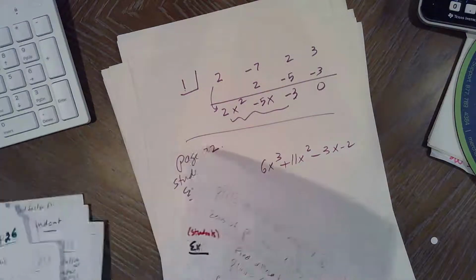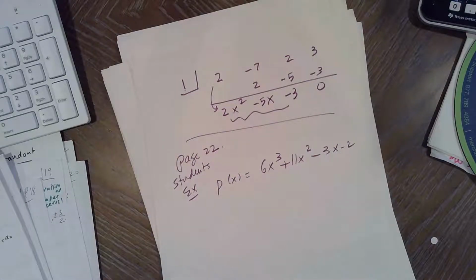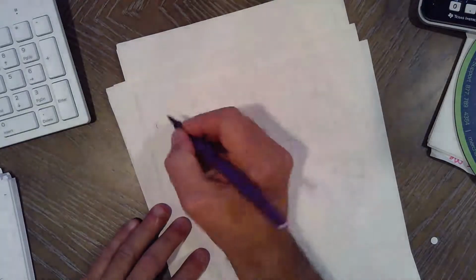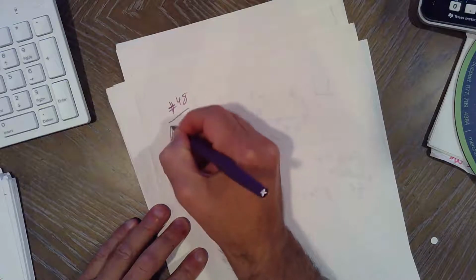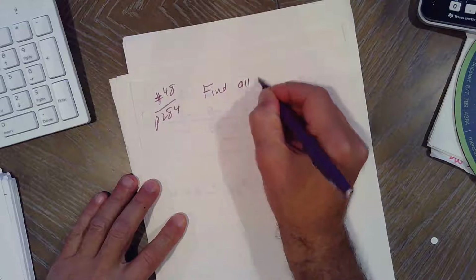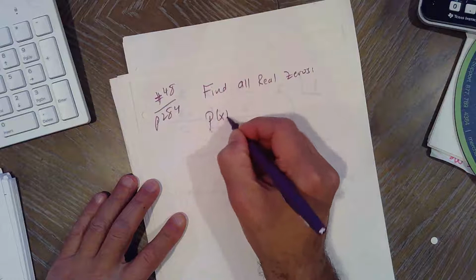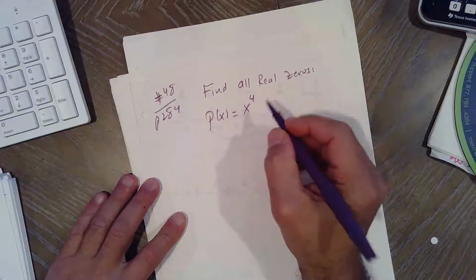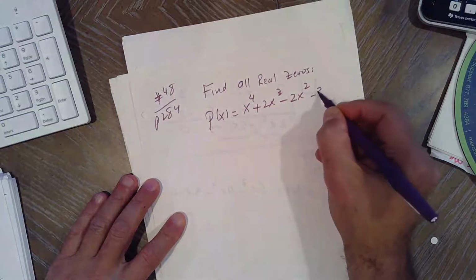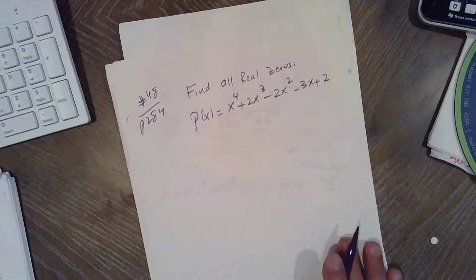Now I want to do number 48, page 284. It says find all real zeros of p of x equals x to the 4 plus 2x cubed minus 2x squared minus 3x plus 2. So real meaning rational and irrational if possible.